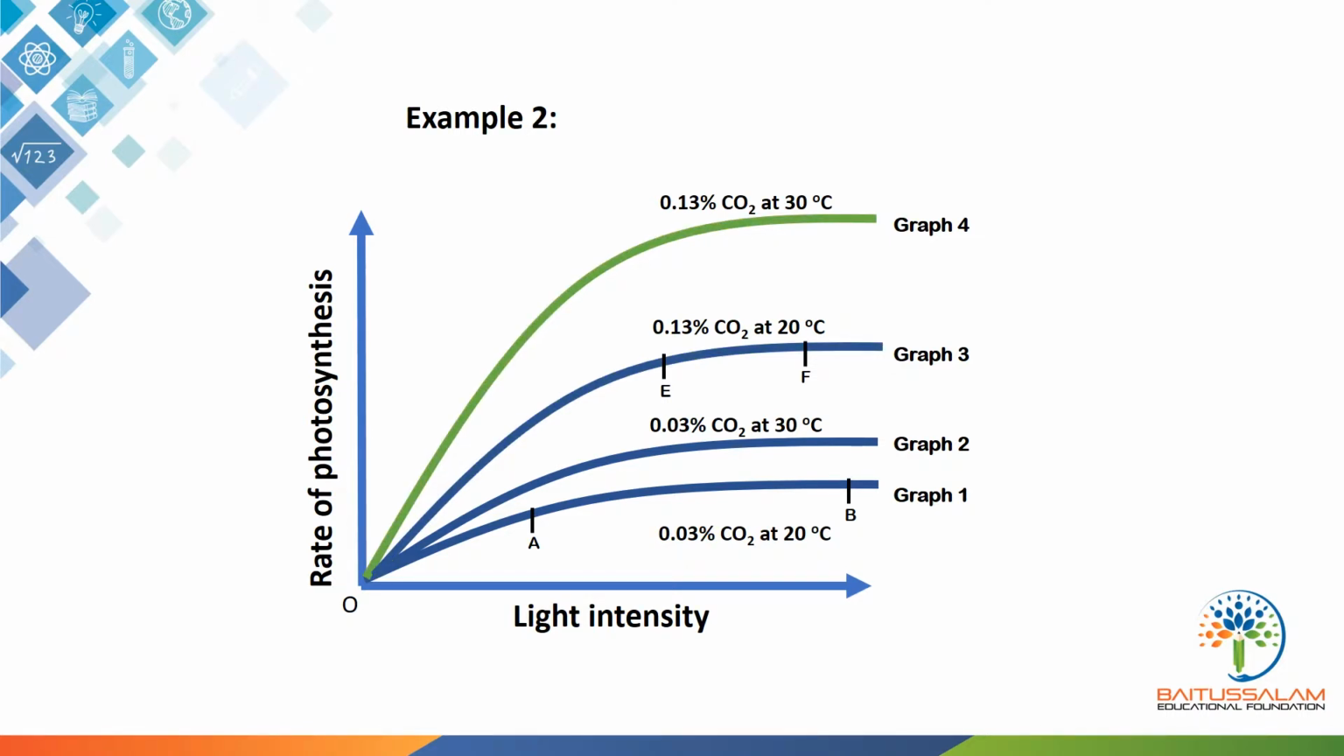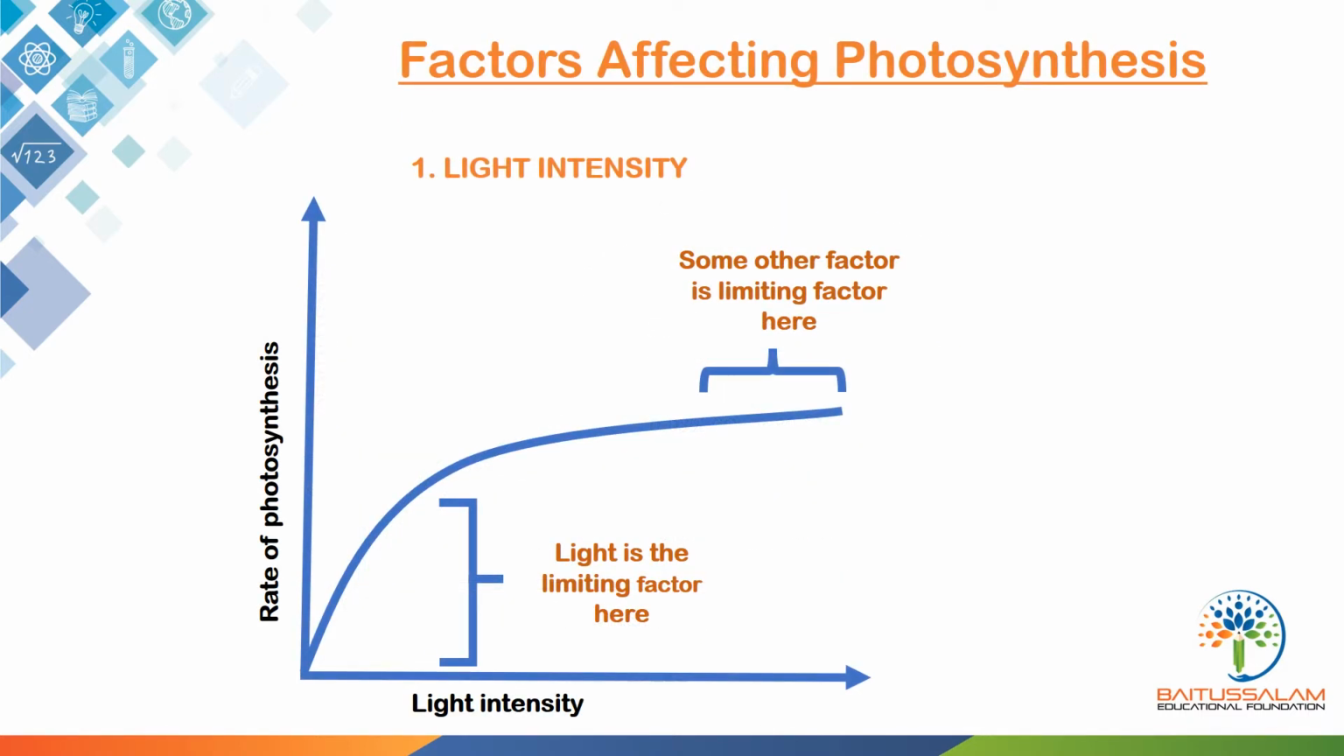For graph 4, the limiting factor from E to F in graph 3 is the temperature of its surroundings. Increasing the temperature from 20 degrees Celsius to 30 degrees Celsius causes an increase in the rate of photosynthesis as shown in graph 4, although the carbon dioxide concentration remains constant at 0.13%.